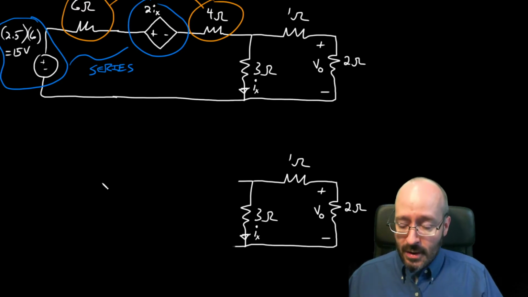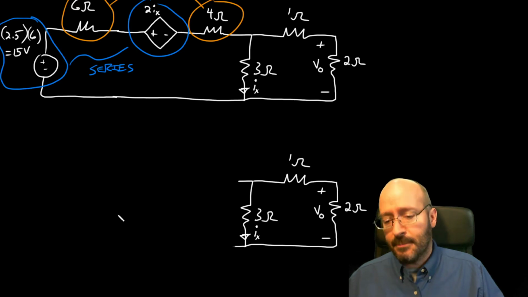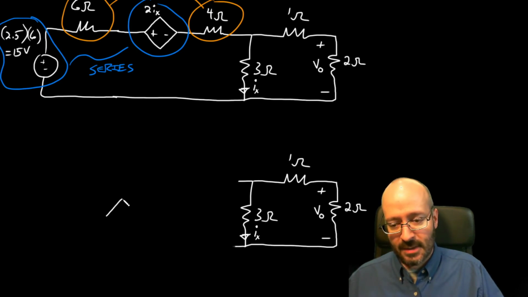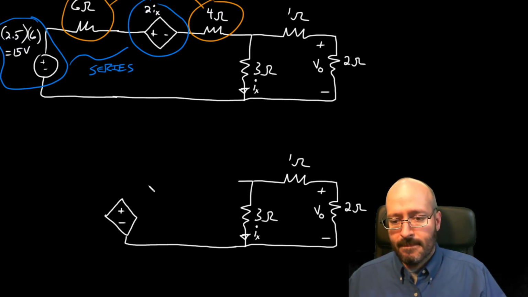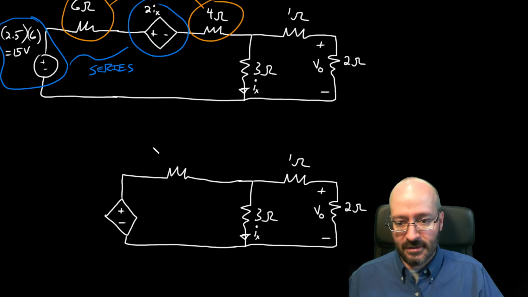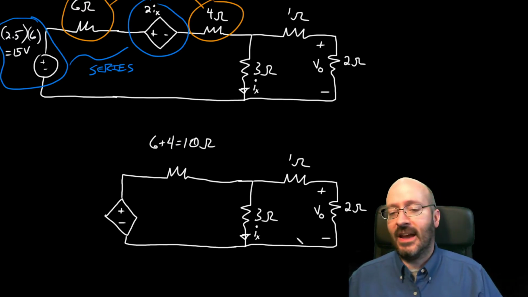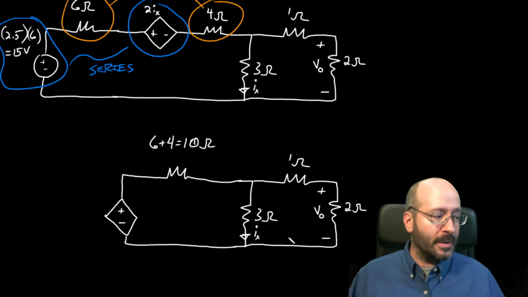Okay, so I'm going to combine the voltage supplies. And when I combine an independent supply with a dependent supply, what I end up with is a dependent supply. Okay, I'm going to say plus on top, minus on bottom. Okay, and then the two resistors are going to combine and form a series resistance. So this is going to be, let's do the easy one, 6 plus 4 equals 10 ohms. Okay, I haven't touched IX, I haven't touched V out. So far I'm in good shape.